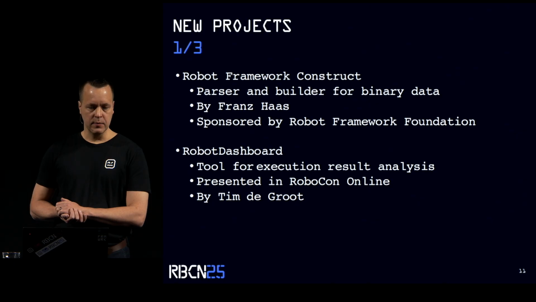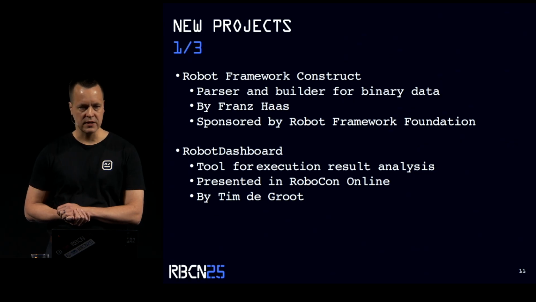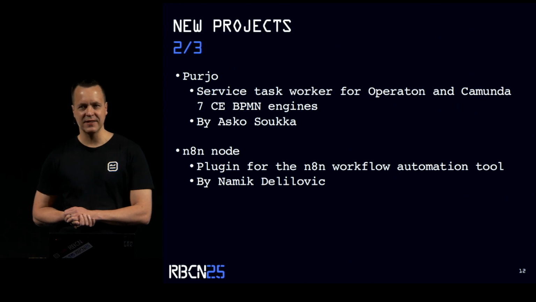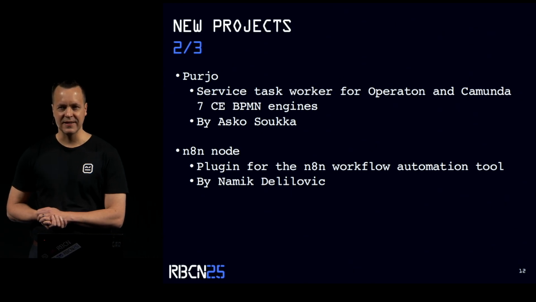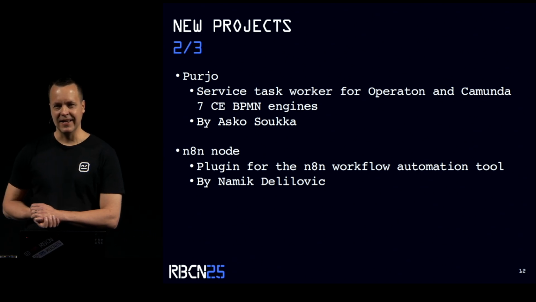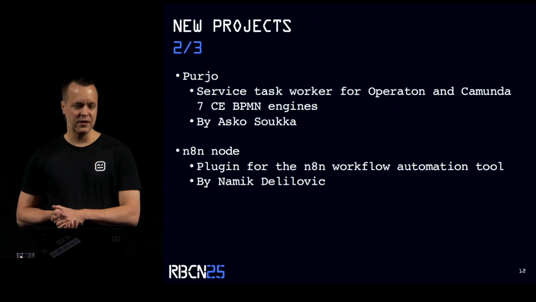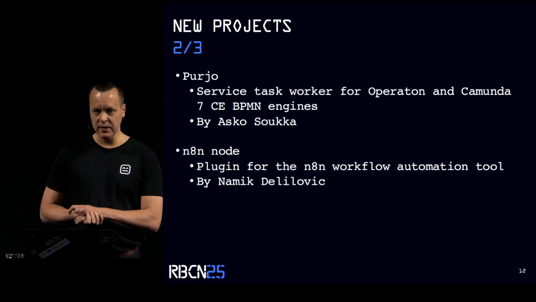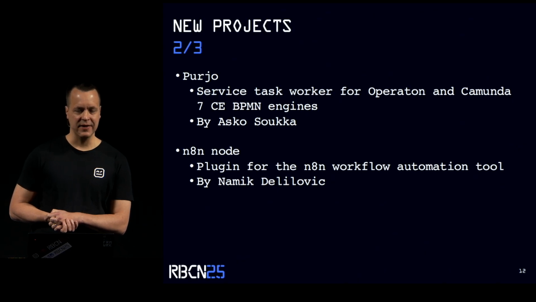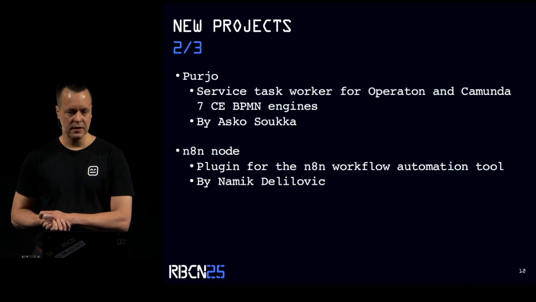There's Robot Dashboard for result analysis. There's going to be a separate presentation about that at RoboCon Online, so go check that out. There's Purjo by Asko. It's a strange name for a tool. I asked him yesterday why. He said that it was a 5-character name on Python packaging that was free, so he used that. It's just a vegetable in Finnish. But yeah, it's an external task worker plugin for Operaton or Camunda 7, these workflow engines, BPMN, BPM engines. Asko had a workshop related to that on Wednesday.